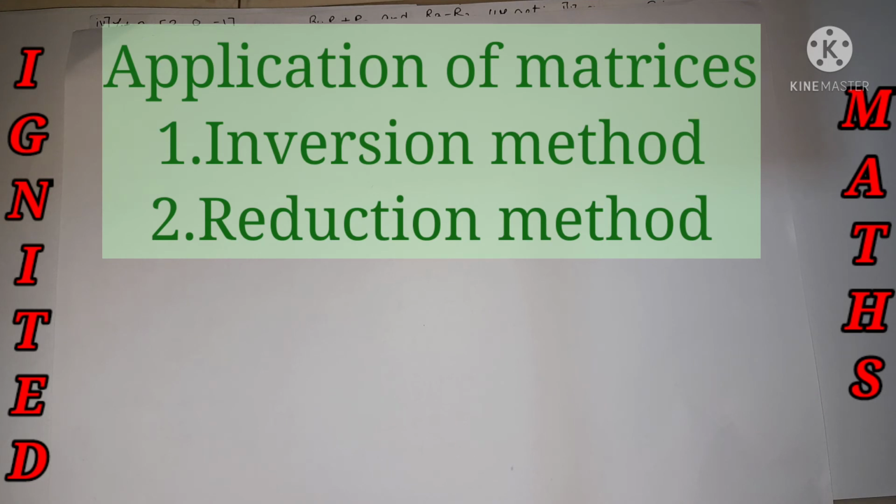It is nothing but the application of matrices. For simultaneous linear equations, there are two methods of doing it: the method of inversion and the method of reduction. We can find the values of certain unknowns given like x, y, z, a, b, c very easily by using these two methods. It's nothing but simultaneous equations.